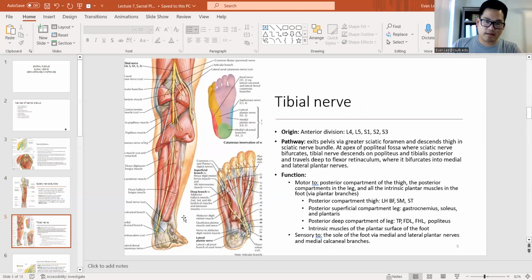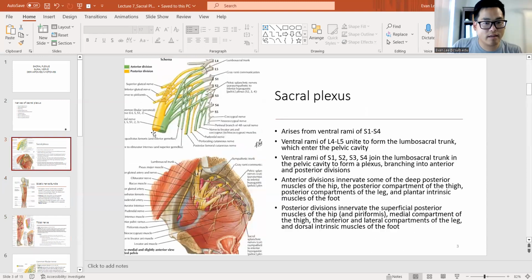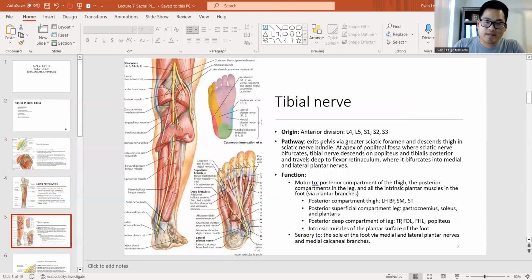So to take a look at the tibial nerve, it is going to be coming from the anterior division. So here, let's just go to the beginning real quick. The tibial nerve is actually this half of the sciatic nerve. So it has all of these connections over here. So almost everything, the tibial nerve will come from L4, L5, S1, S2, and S3. So tibial nerve is from the anterior division, and it is going to be innervating everything along the posterior side of the thigh and then the posterior side of the leg as well.